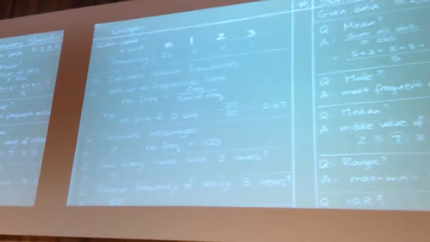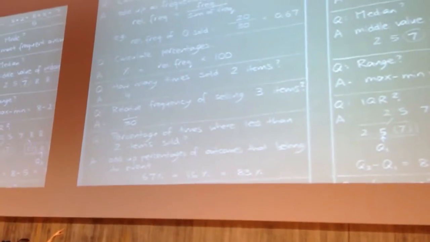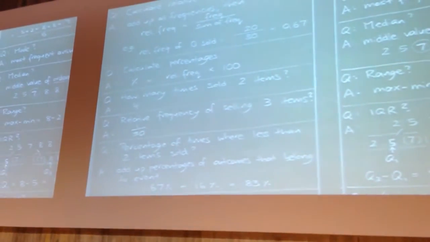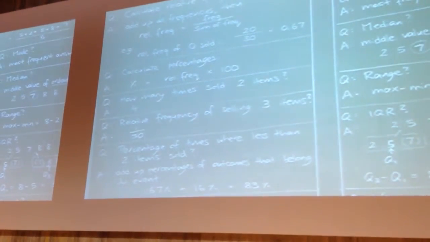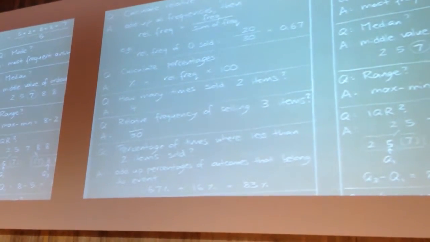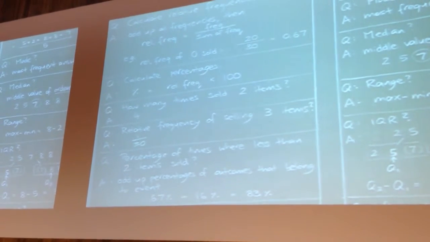So going back to the original table at the top, you have 0, 1 or 2. Less than 2 means 0 or 1. So you add up the 2 percentages. You had 67% of the time you sold 0 items, and 60% of the time you sold 1 item, so those combined means that 83% of the time you sold less than 2 items.